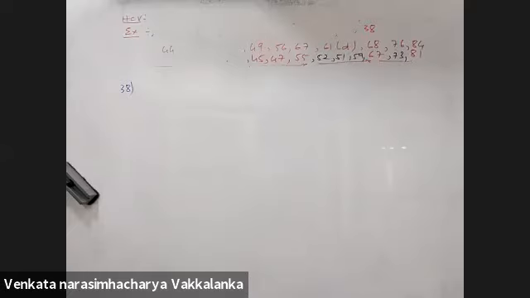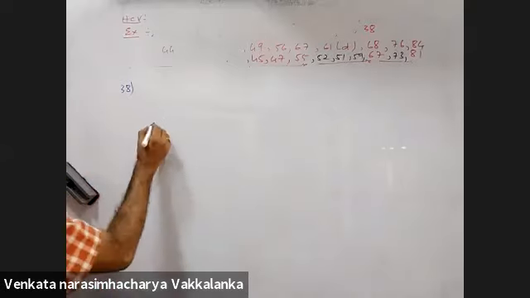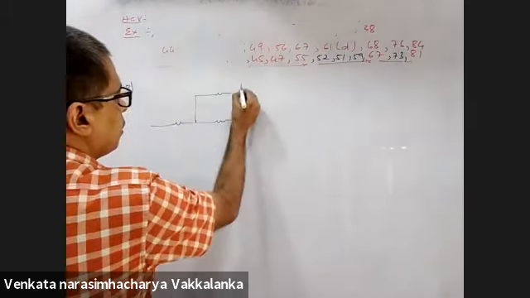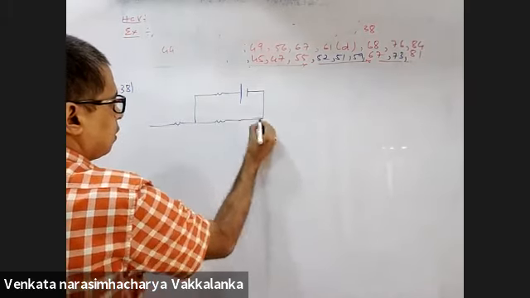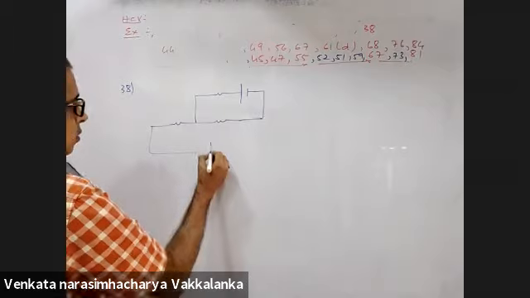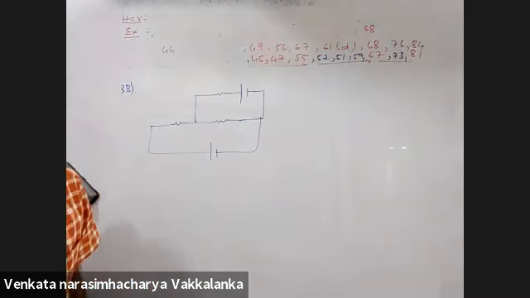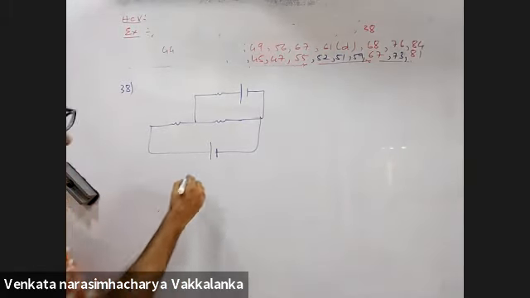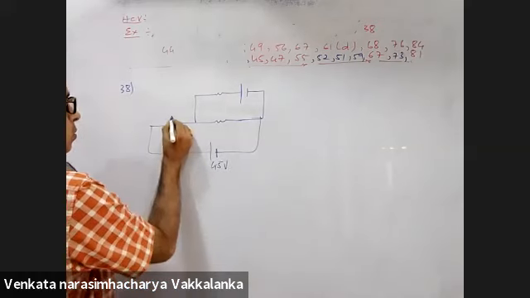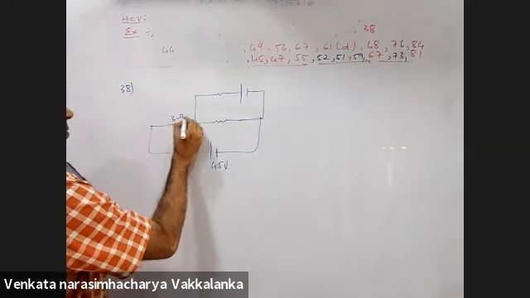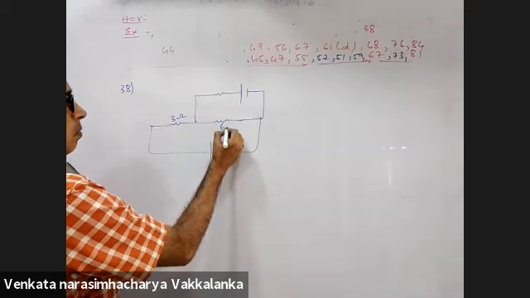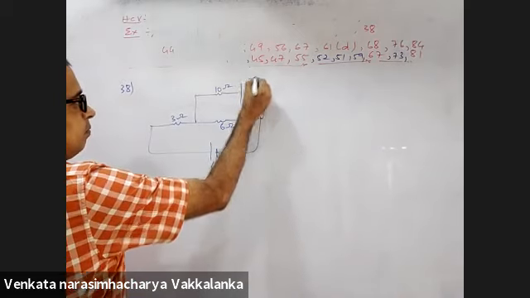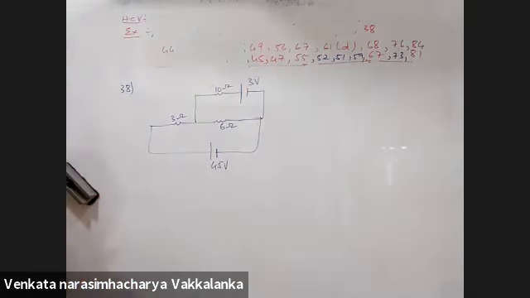Find the current through the 10 ohm resistance shown in the figure. Please help me out with the values here. Is the diagram correct? Yes, sir. What is the voltage given here? 4.5. 3 ohm. 6 ohms. 10 ohms. 3 volts. You want the current through this?